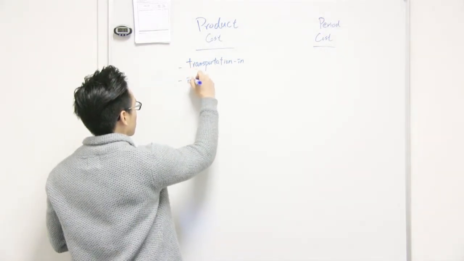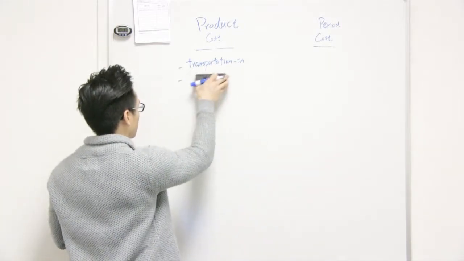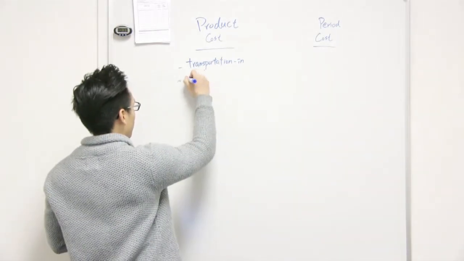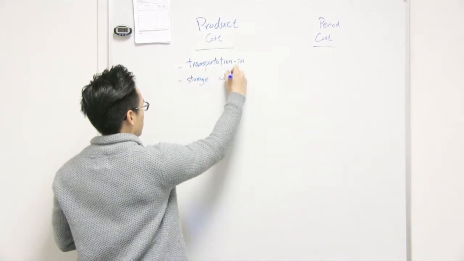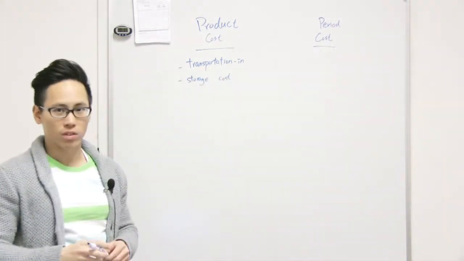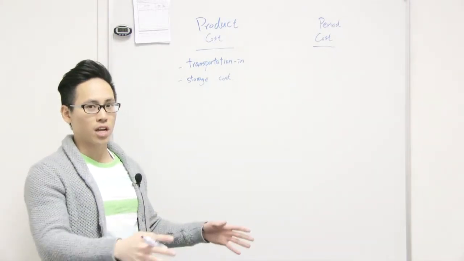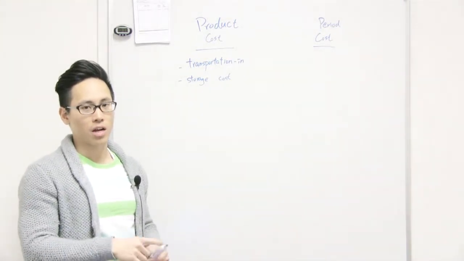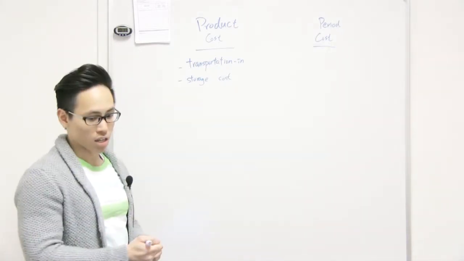Another thing is storage costs for that specific inventory. So if you're renting a storage area for that specific inventory, then it will be a product cost.